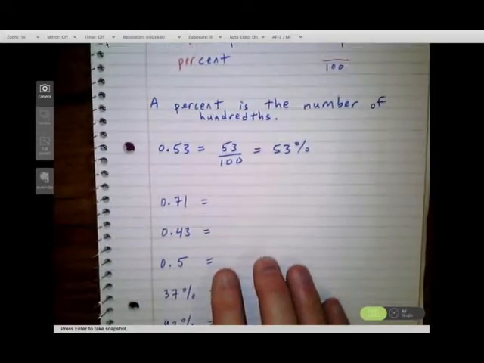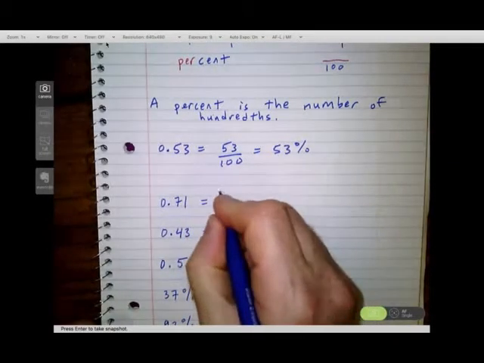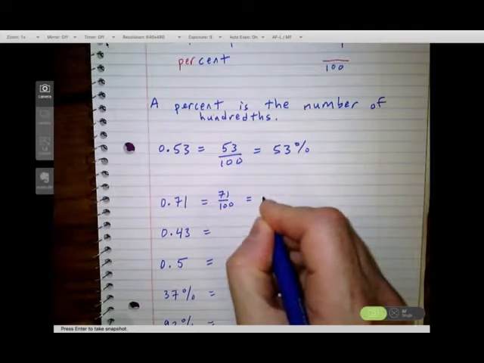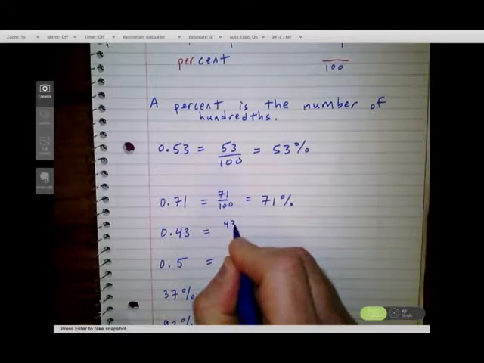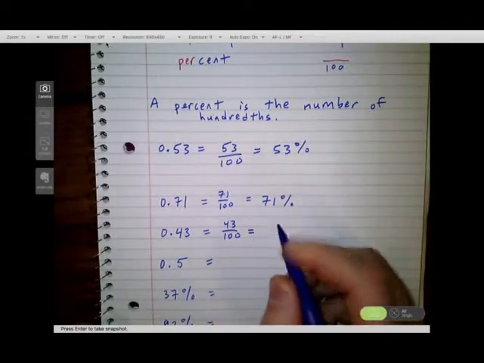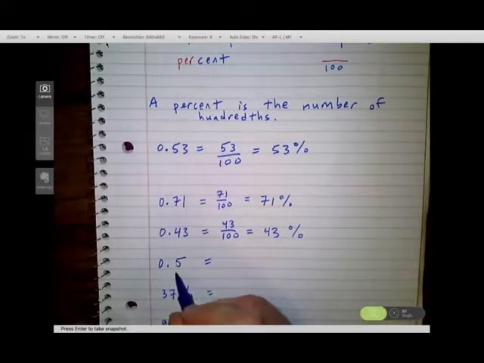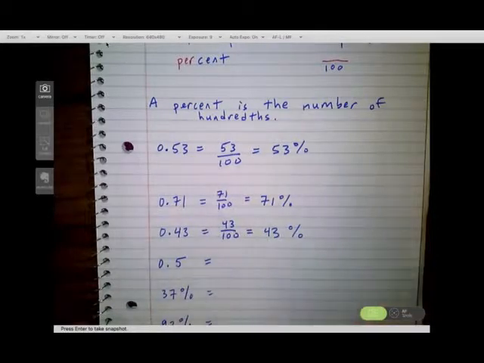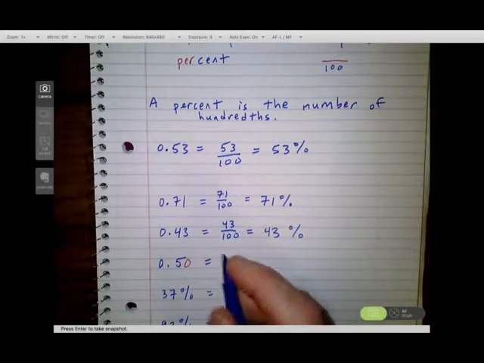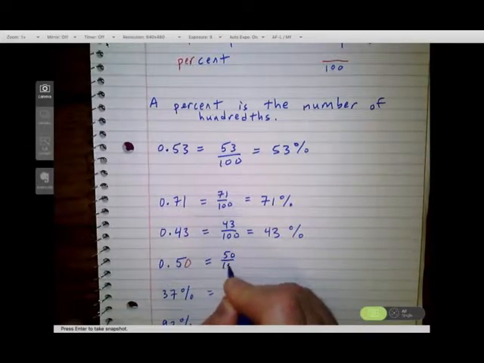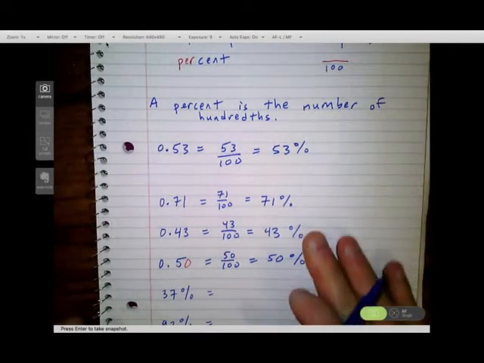Okay, so let's look at a few more here, and I think pretty soon you'll see a pattern. So 0.71, that's 71 hundredths, which is 71%. 0.43 is 43 hundredths, and that is 43%. Okay, 0.5, that's 5 tenths. If I want to make that into hundredths, well, what I'm going to do is add a 0 at the end and make it 0.50. So that's 50 hundredths, or 50%.